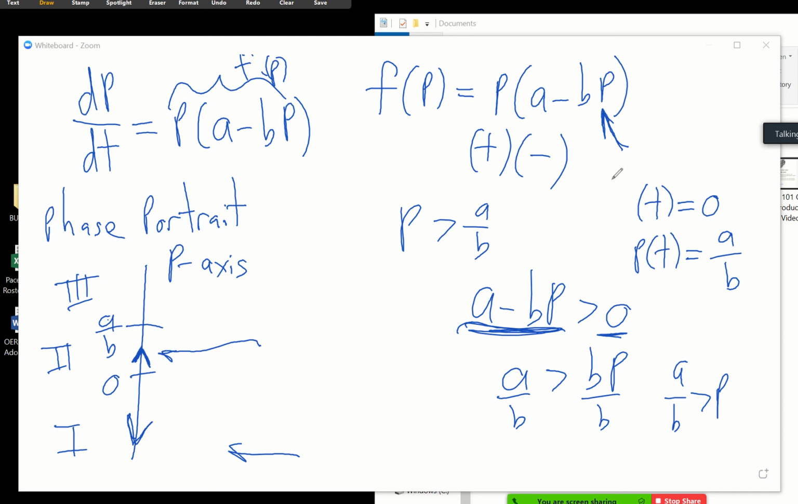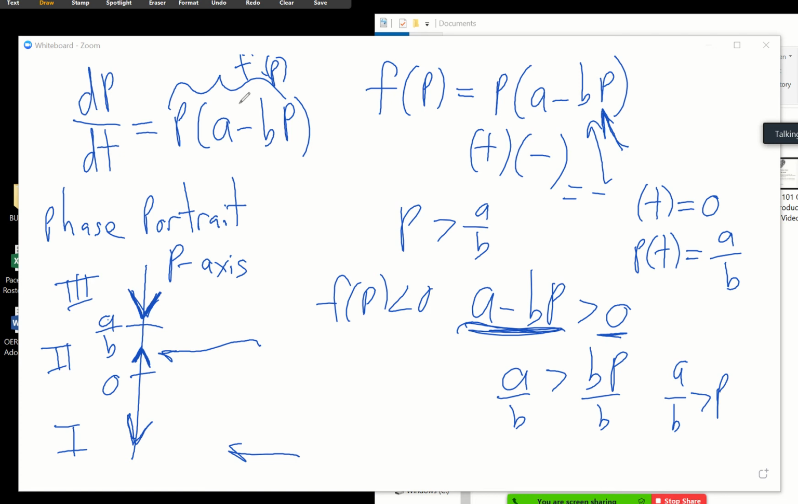then this factor here will be negative, which means that f of p is going to be less than 0 in region 3, and if it's less than 0, it's decreasing, so it's going to be going down. And this will have some implications for the behavior of our solutions, our non-constant solutions, here in a little while.